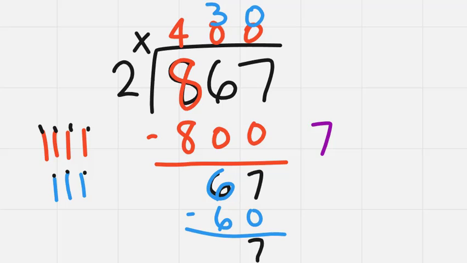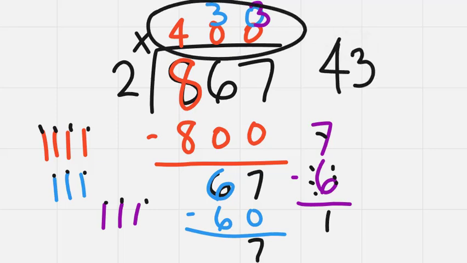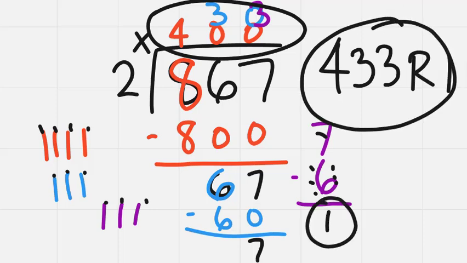We're going to count by 2 until we get to 7 without going over. 2, 4, 6, 8. 8 is too high, so we stop at 6. That's 1, 2, 3 2s. We'll add that straight up in the next place value. Then we multiply. 2 times 3 is 6. And now we'll subtract. 7, 6, 5, 4, 3, 2, 1. We'll look up top for our answer, which is 433. And then we have a remainder of 1. So our answer is 433 remainder 1.